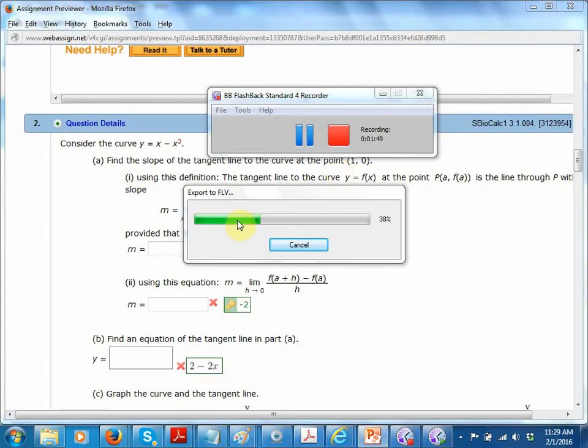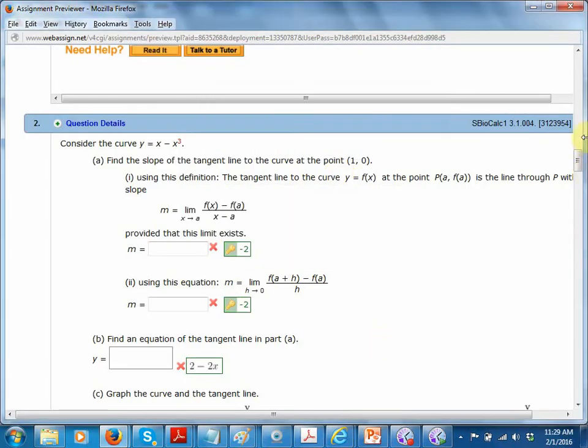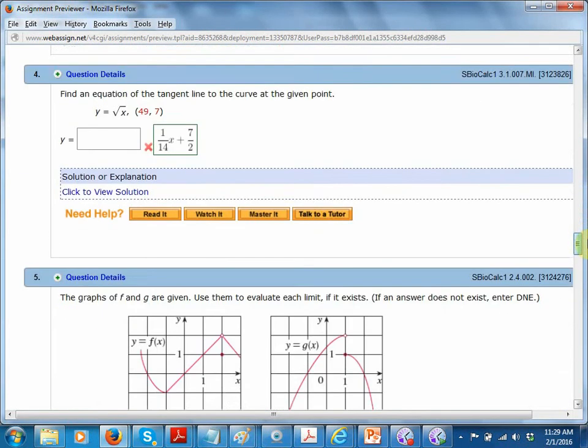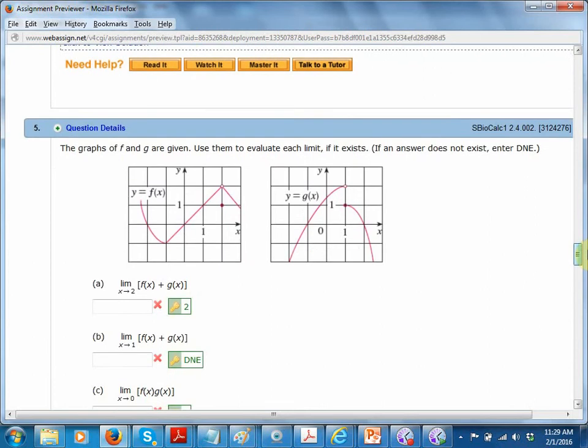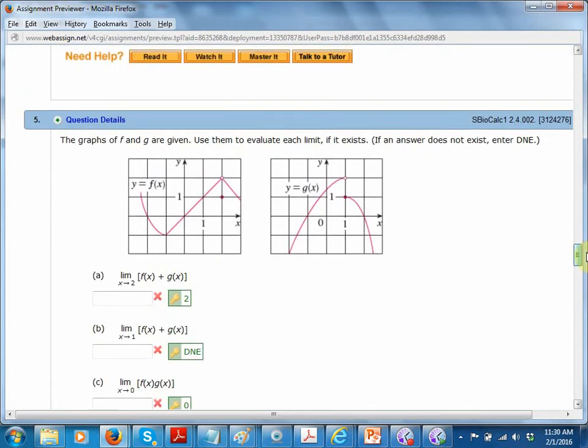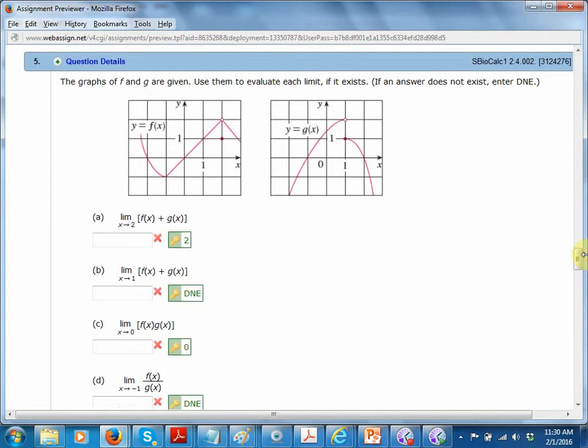And let's go see what WebAssign wanted. This is one of those where we probably should see what it wants. Okay, so I want you to answer some questions. For this one, for example, it wants the limit as x approaches 2 of f of x plus g of x. And they got 2, but it's not quite right.